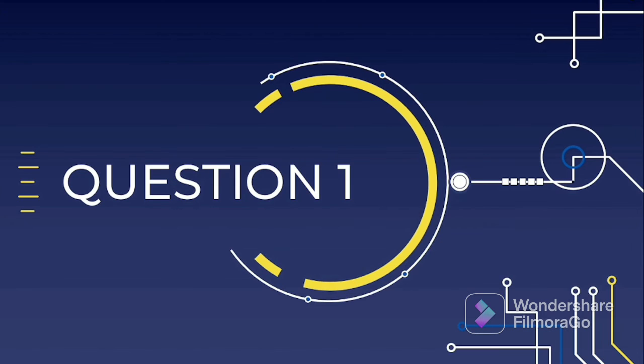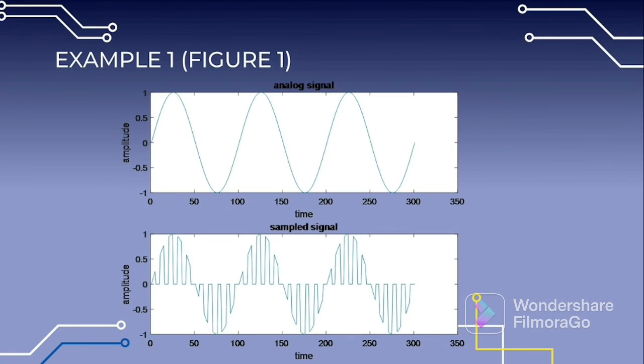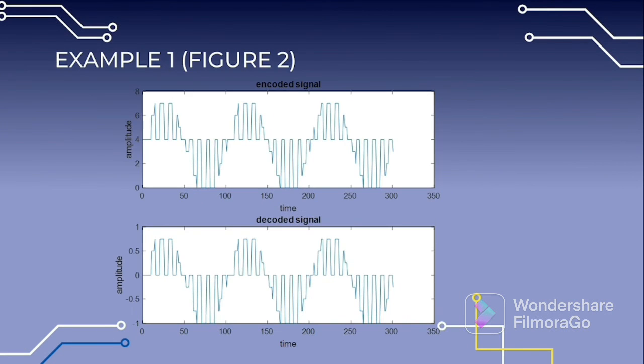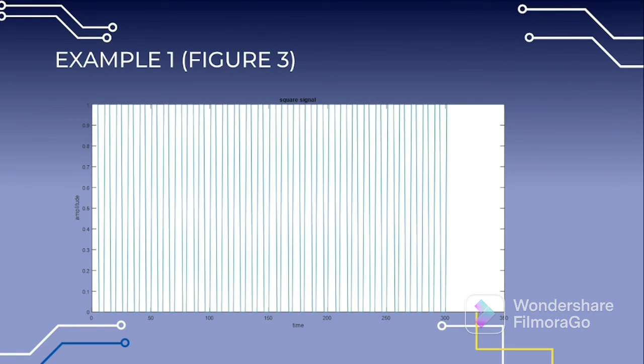So here is equation 1. And this is the output for figure 1, which is the analog signal and sample signal. And this is for figure 2, which is the encoded and decoded signal. And lastly, this is a square signal.